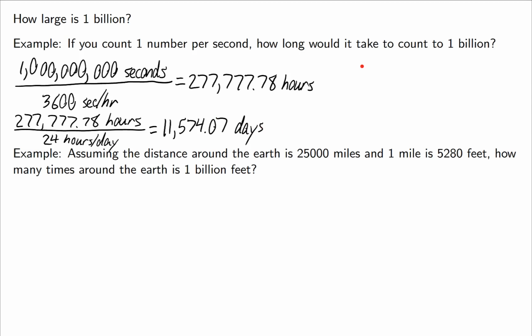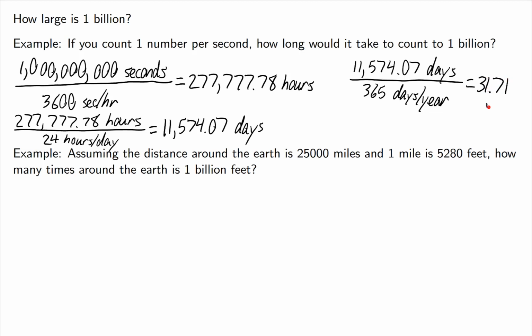So let's divide again. Let's divide by 365, that would be the number of days in a year. And then, let's see what we get. 31.71 years. Now, I don't know about you guys, but this particular person is older than that. So if I had started when I was born and counted to 1 billion, one number per second, somehow miraculously, I might be finishing up relatively recently.